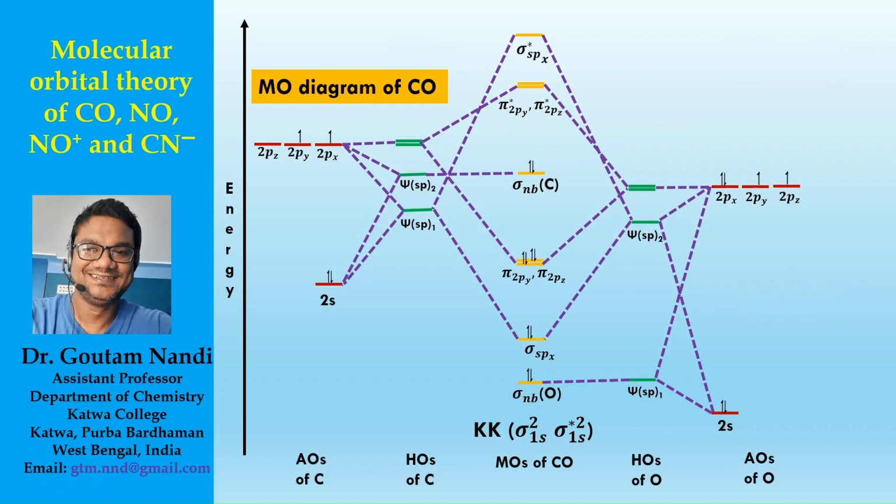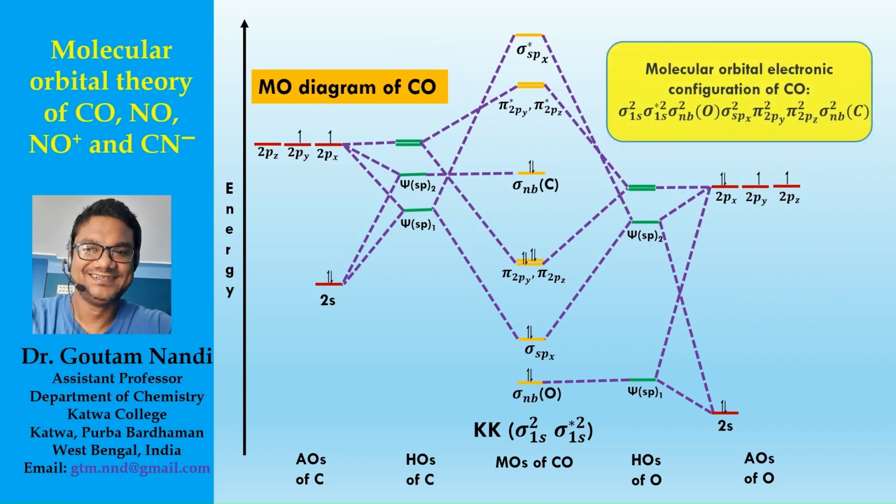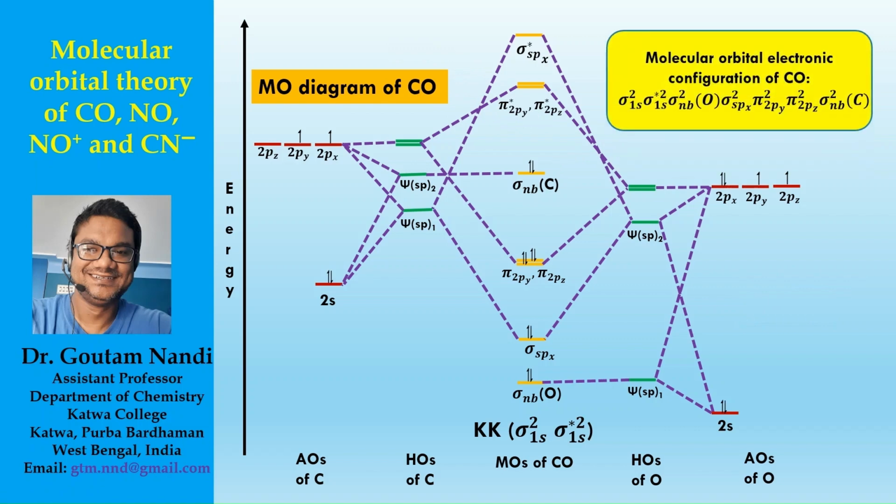From this diagram we can write the electronic configuration for carbon monoxide, and that will be sigma 1s2, sigma star 1s2, sigma non-bonding oxygen 2, sigma 2px2, pi 2py2, pi 2pz2, sigma non-bonding carbon 2. Okay, so there are 8 electrons in the bonding molecular orbitals, 2 electrons in the anti-bonding molecular orbitals, and 4 electrons in the non-bonding molecular orbitals. But non-bonding electrons will not participate in calculating the bond order.